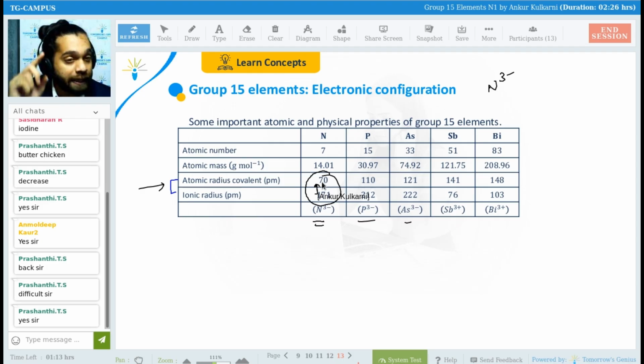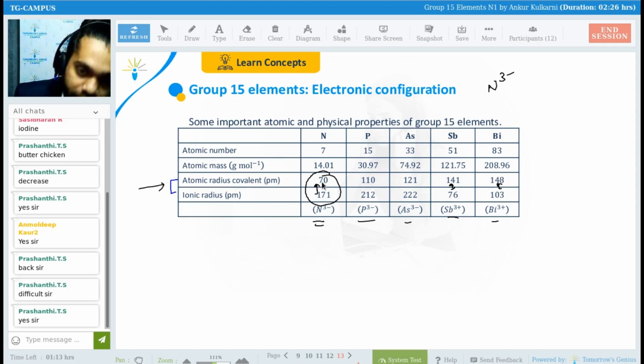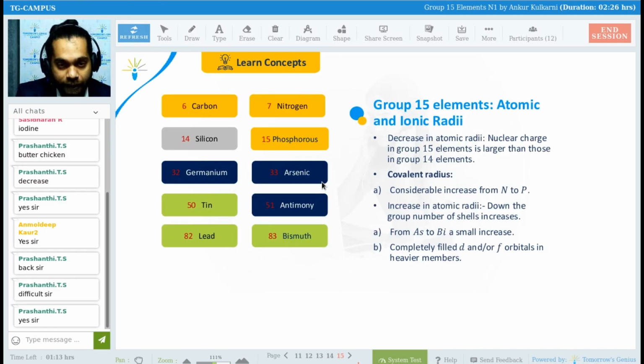When you add the electron, the repulsion will increase, and the size will increase. Are you getting it? Yes. So that is the reason. If I remove electron, like what I am doing in antimony and bismuth, the size will decrease. But if I add the electron, the size will increase. Is it clear, everyone? The difference between atomic and ionic radius? Yes. Okay.